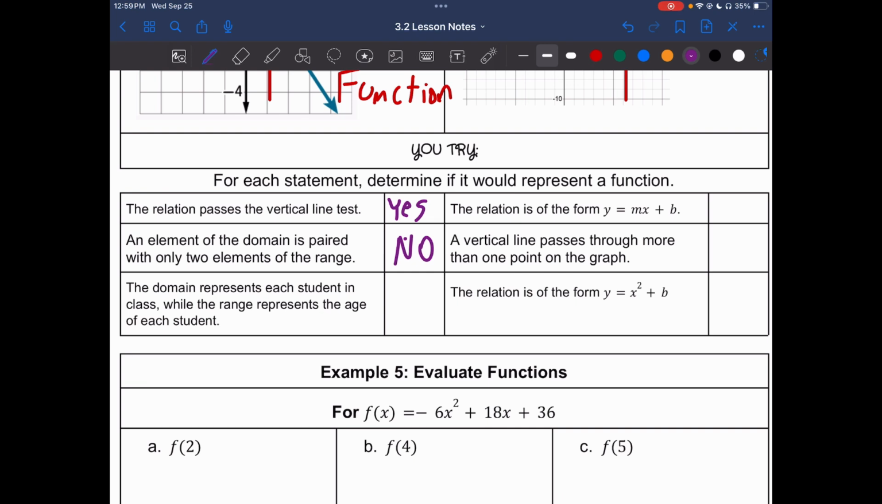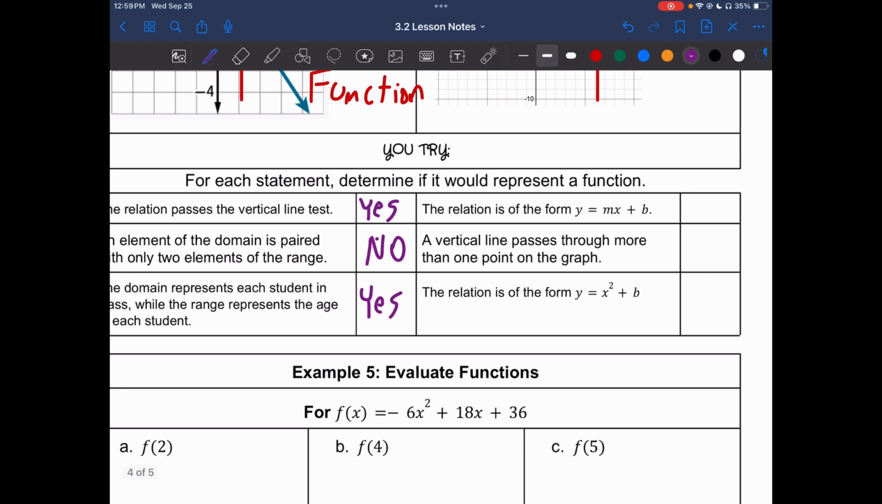The domain represents each student in a class, while the range represents the age of the students. That is a function because the students are not being repeated. Each student has one distinct age. The relation is in the form y equals mx plus b. That is slope-intercept form. Yes, that is a function. A vertical line passes through more than one point on the graph. That is a no. It is not a function because that would be 2 different outputs for the same input.